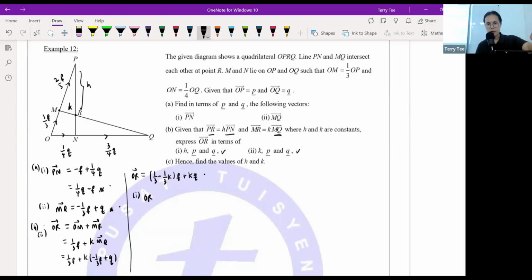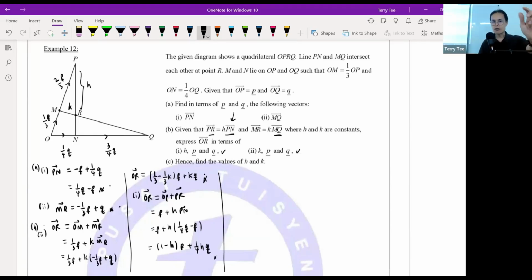the OR in terms of h, I must go O to P, P to R. O to P is p, P to R is h PN. So we know PN from the first part, which is 1 quarter q minus p. Again, I factorize it out: 1 minus h, p plus 1 quarter h q. Okay, so notice what we have here is 2 versions of OR, 1 in terms of h, 1 in terms of k. We just have to compare them.